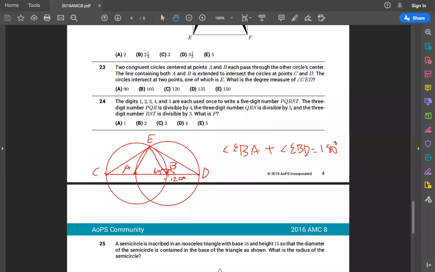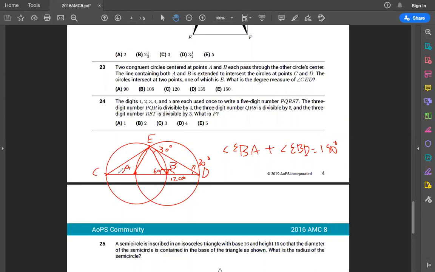And then using the same logic that we used before, the distance from B to D is the same as the distance from B to E because B is the center of the circle. So that makes BED an isosceles triangle. So these two angles here must be equal. And since the angles must add up to 180, the two base angles here have to add up to 60, since 120 plus 60 is the full 180. So that means that each of the base angles has to be 30 degrees. And 120 plus 30 plus 30, sure enough, is 180.